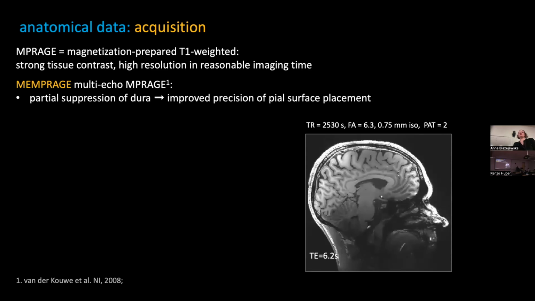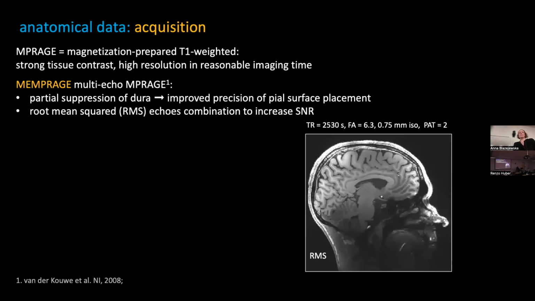partially suppress dura. So dura, which is the tissue around the cortex, as you can see, tends to have similar intensity and sometimes gets into our segmentation of the cortex, and that can screw up the precision of the pial surface placement. So this is just a little help with that on the acquisition level. We combine those to increase SNR.